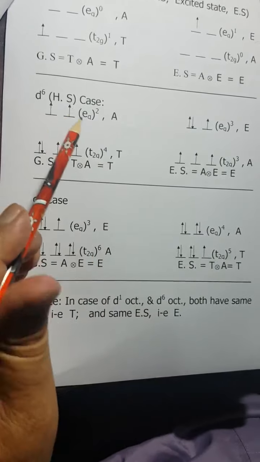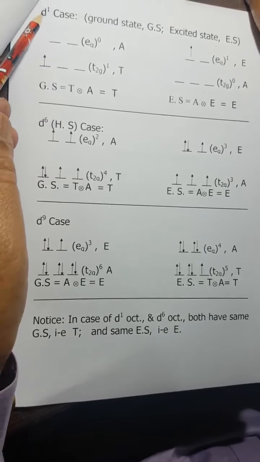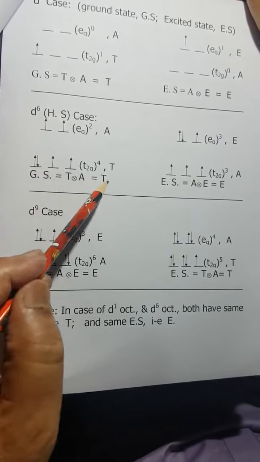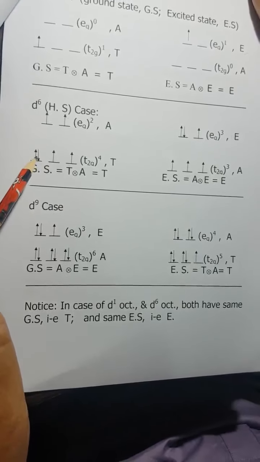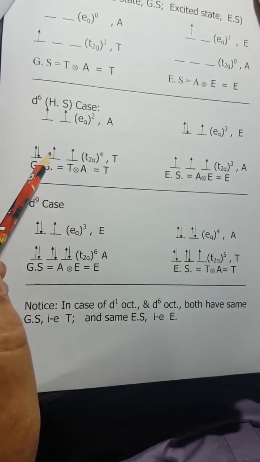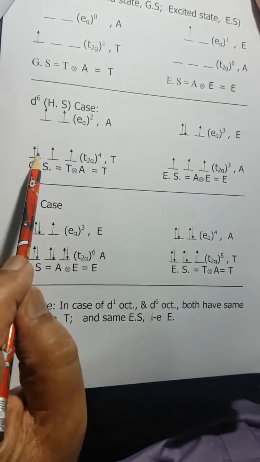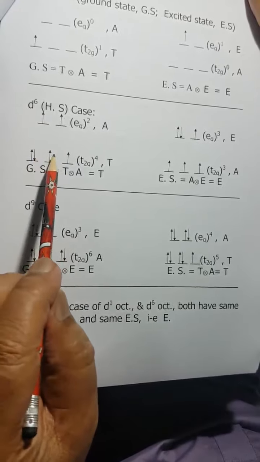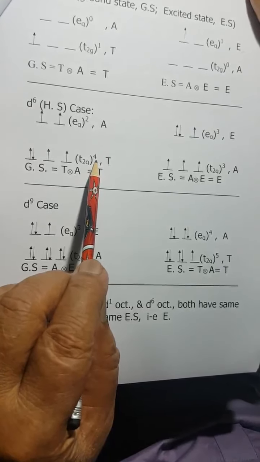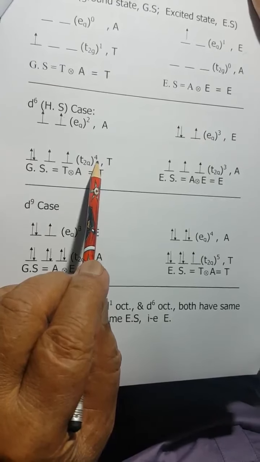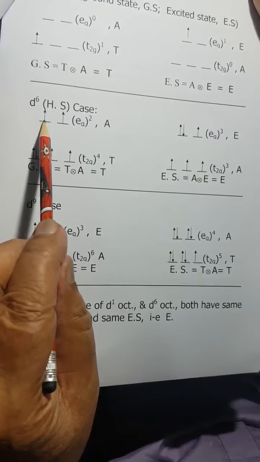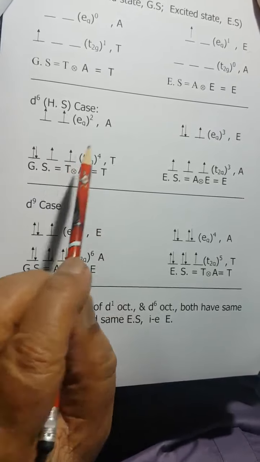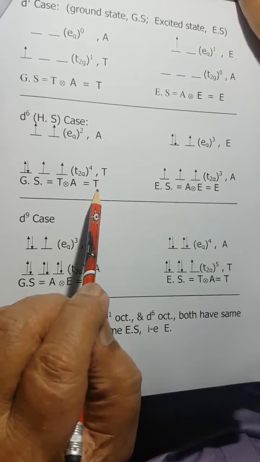Let's come to the ground state of d6. Remember, we are talking about d1, d6, d4 and d9 systems. Now this is again represented with T. When it is half filled, then it is A. When it is completely full, then it is A. When there is any other configuration, then it is T. So it is t2g4, neither half filled nor completely full, so it is represented with T. This is half filled, so A. So T multiplied by A, so the ground state of d6 will be T.